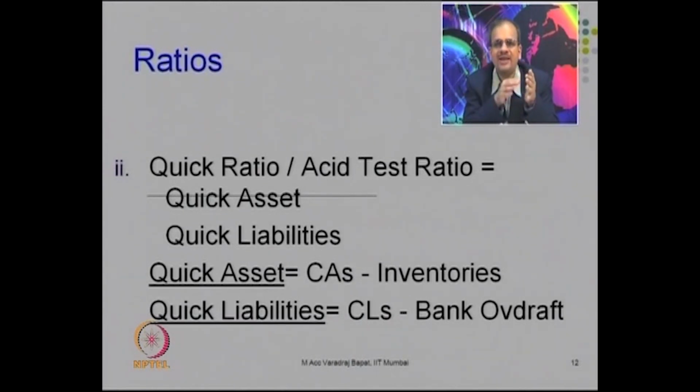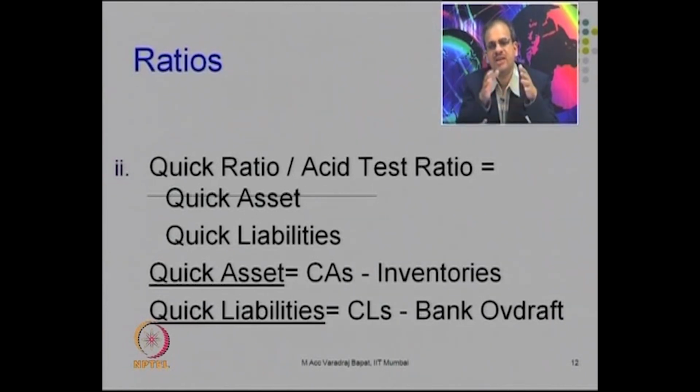But you have to look at the list of assets which are given to you. If there are some items which cannot be readily converted into cash, those have to be removed. For example, you may want to remove advances because they cannot be readily converted into cash. Same way, quick liabilities. Those liabilities which need not be paid immediately will be reduced from current liabilities. The remaining current liabilities are quick liabilities.